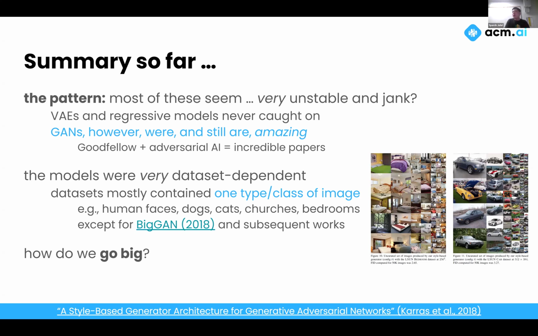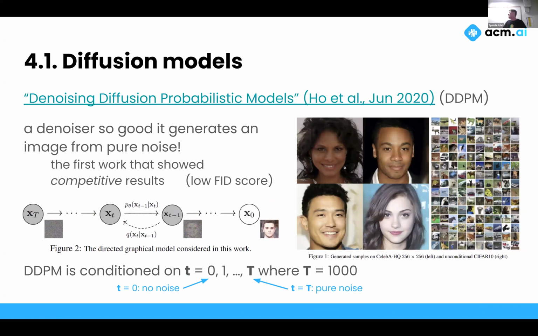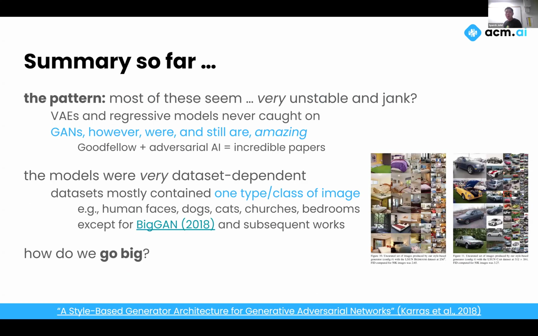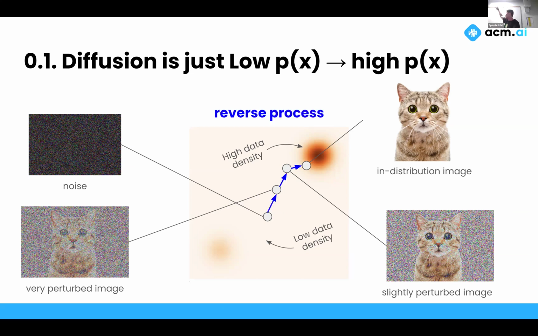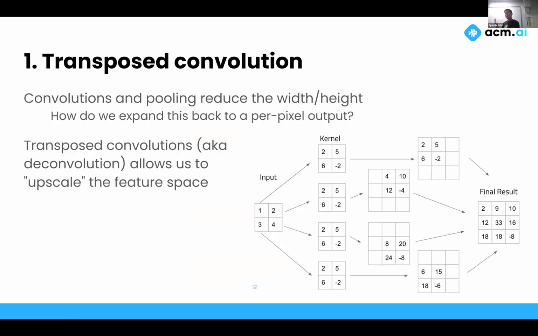So the question becomes, how do we go big? And this is when we get to diffusion models, which is the basis for Stable Diffusion and all these AI things you have been seeing today. Specifically, if we recall what we were talking about in terms of diffusion models, we're showing a model what it looks like to go from high data density images to low data density images, aka good looking images to very noisy looking images. And we're asking the model, now you have seen how that works, can you do it backwards? Starting from noise, can you slowly move yourself back to an in-distribution image?